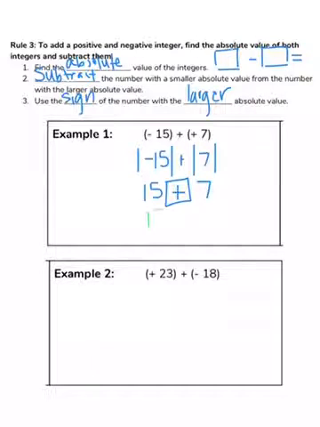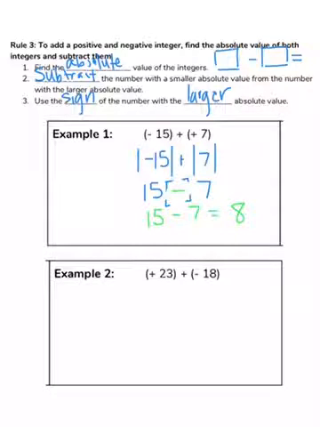So I'm going to do 15 minus 7 because in step 2 it says subtract the number with the smaller absolute value from the number with the larger absolute value. So really, this sign right here is going to be a subtraction sign, and I'm going to do 15 minus 7. 15 minus 7 is 8.